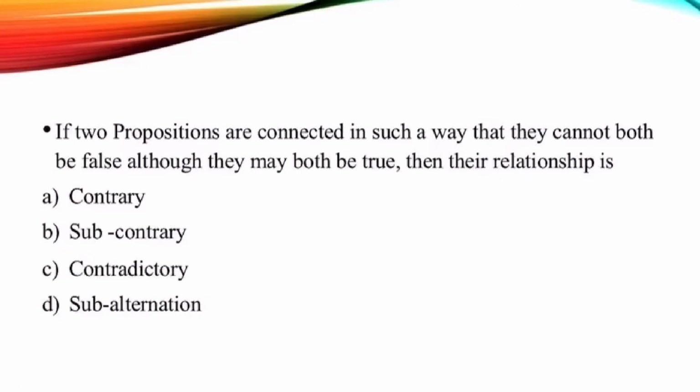If two propositions are connected in such a way that they cannot both be false, although they may both be true, then their relationship is. We saw this in subcontrary where the propositions are related in a way that they both may be true, but they cannot both be false. So option B, subcontrary is the right answer.